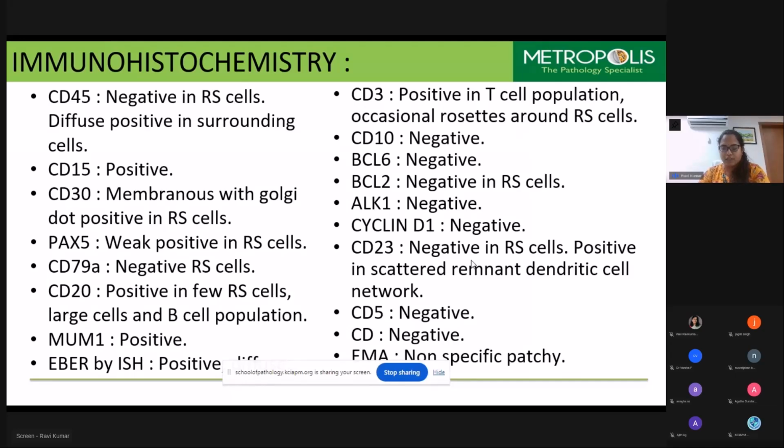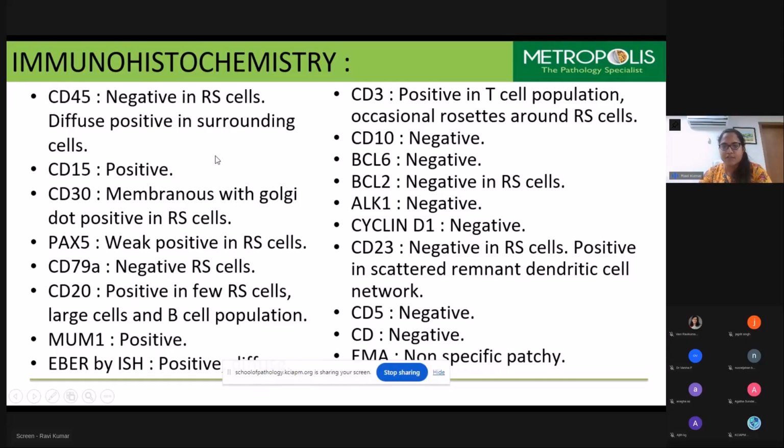It was basically negative. So I guess with this extensive IHC profile, most of the differentials are ruled out. Like these three are enough. CD45 is negative, CD15 positive, CD30 positive. Now you know it's a Hodgkin's lymphoma. Then PAX5 and CD20 are weak positive. In NLPHL, usually CD45 will be positive, and CD15 should be negative.